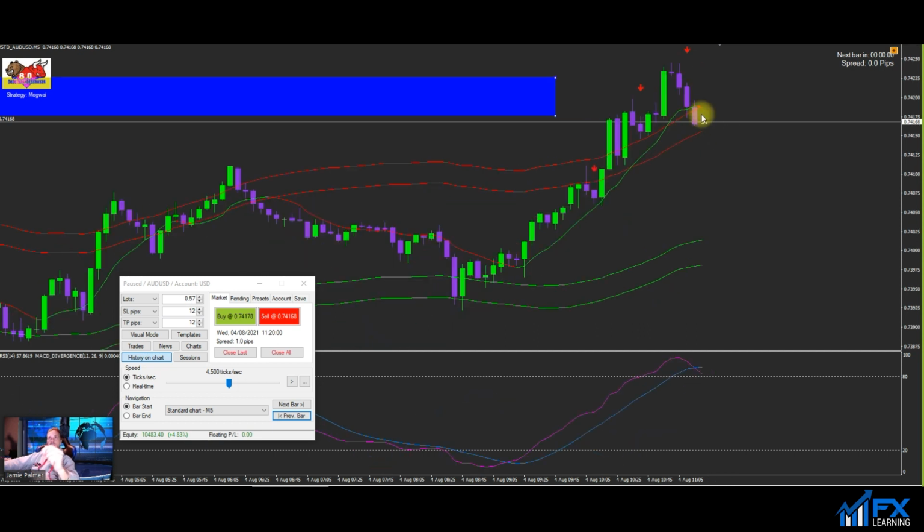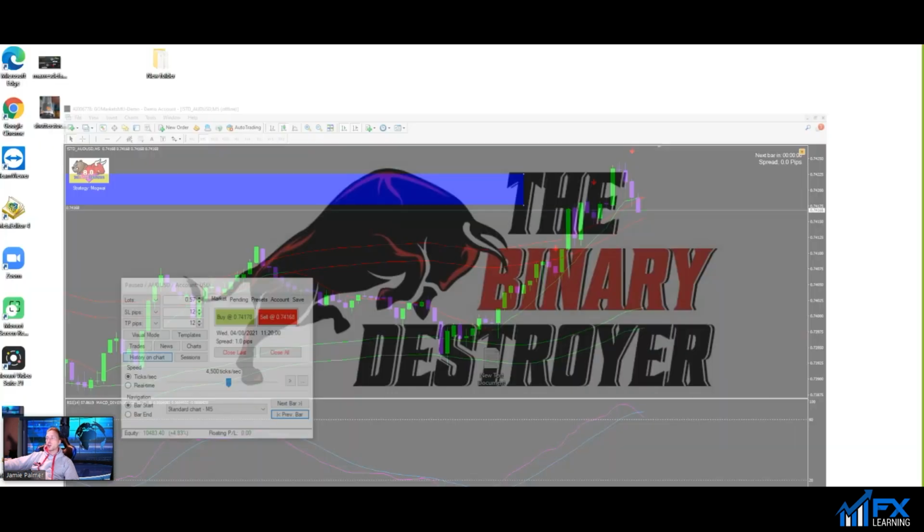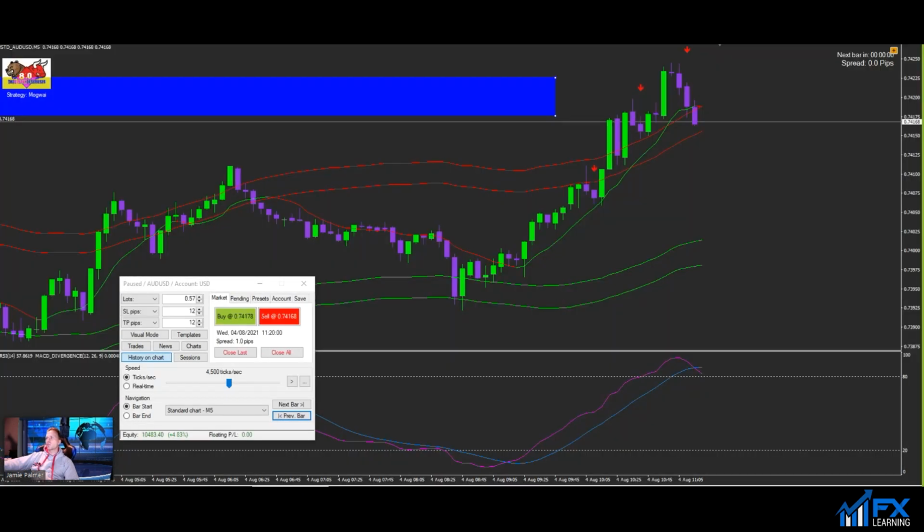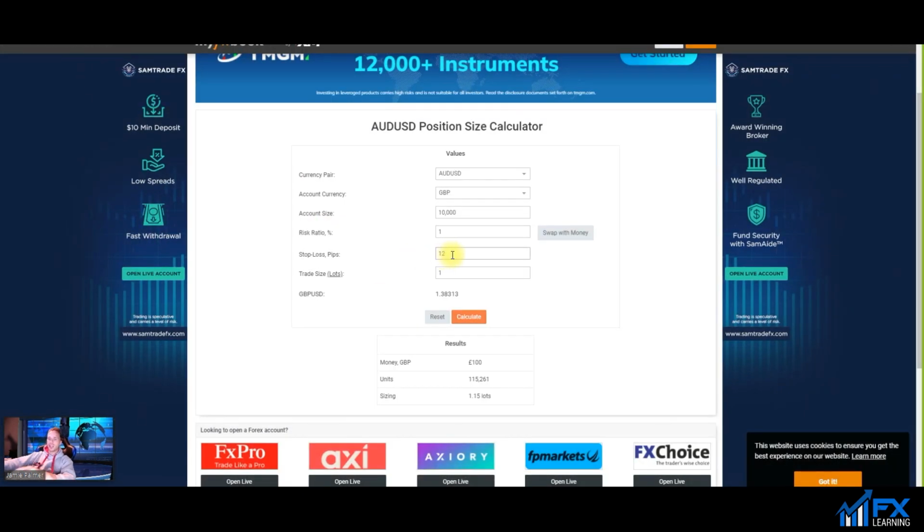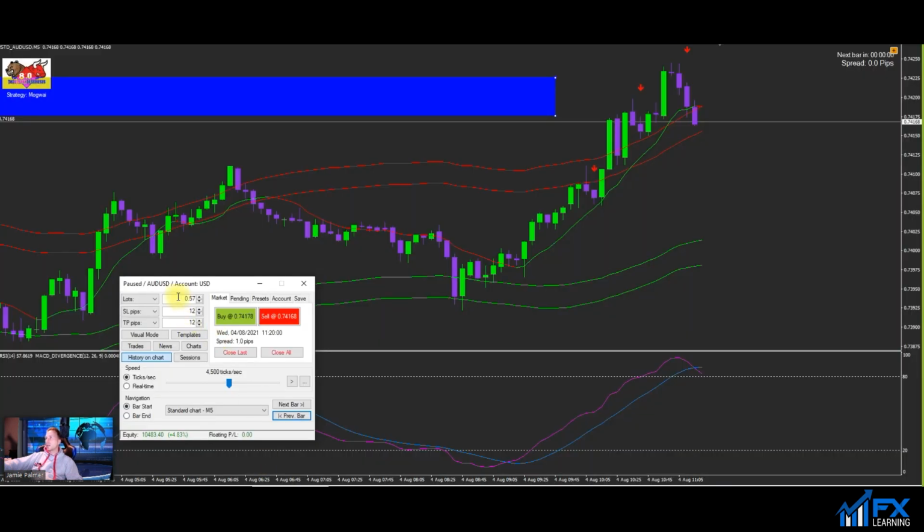You see how we close below the TCA line? The TCA line's turned red. We cross over on the MACD. So I'm going to take this sell here. Again, 10 pip stop loss. What was my stop loss originally? Okay, so let's just change this to 10 pips. Calculate the lot size now: 1.38 divided by 2. So 0.69 with a 10 pip stop loss.